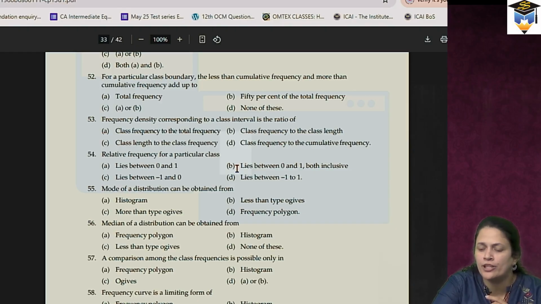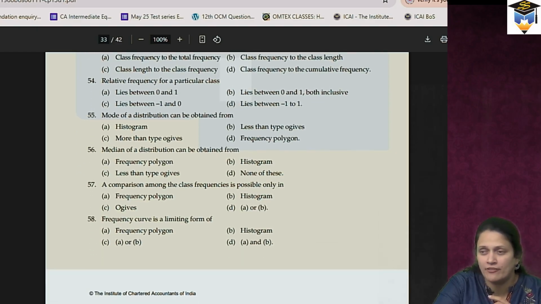Relative frequency for a particular class. This must be given in the textbook. Find out. Relative frequency for a particular class. Work hard, find out. Where is it given? Relative frequency for a particular class lies between 0 and 1. Sure? Arnav says the answer is option A.